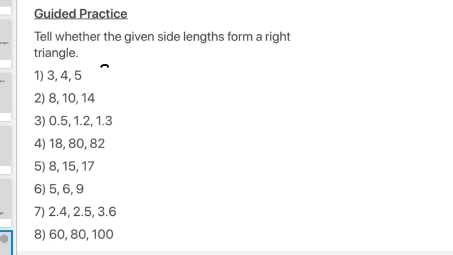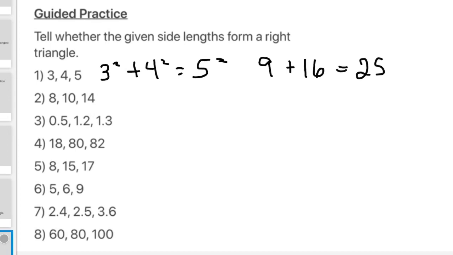You have 3 squared plus 4 squared equals 5 squared. 3 squared is 9, plus 4 squared is 16, equals 25. 16 plus 9 is 25 equals 25. I am out of room, I cannot fit it in there, but this does form a right triangle because 25 does equal 25. Go ahead and pause the video and try number 2.